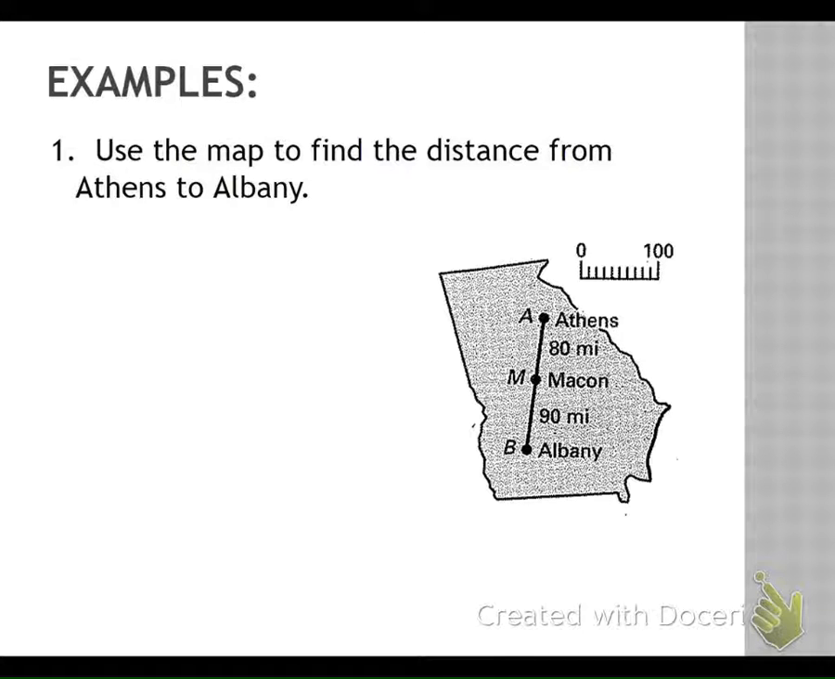So if we're here and we want to talk about going from Athens to Albany, we want to talk about that whole distance. If we're interested in that, we want AB equals, and then we talk about the sum of its parts. So AM, Athens to Macon, plus the distance from Macon to Albany. We always write that statement first. Total equals sum of parts. And then now we can substitute in.